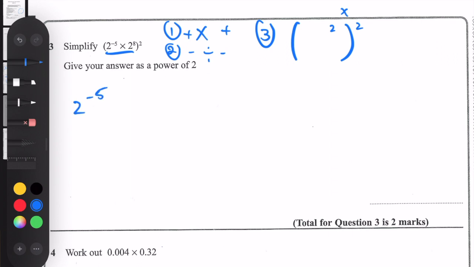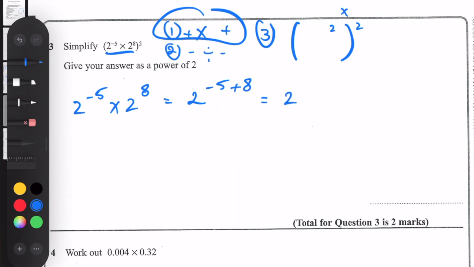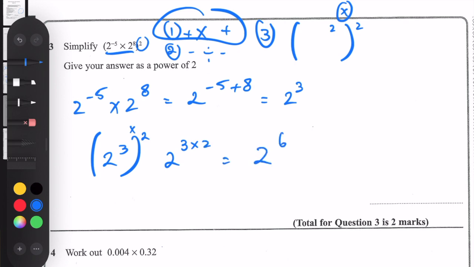So let's start with this centre bit. 2 to the minus 5 times 2 to the 8. So the rule is you need to be adding them together. So that means 2 to the minus 5 plus 8, which, start on minus 5, add 8, is going to give you 2 cubed. And then we can go back to this power of 2, and it's at the very top. This says make sure you multiply them together. So this is 2 to the power of 3 times 2, which is going to give you 2 to the power of 6.